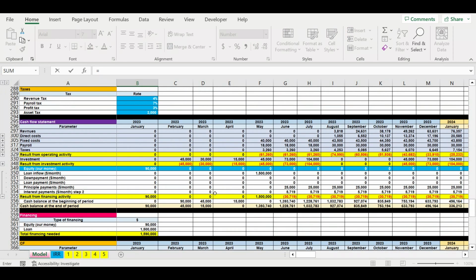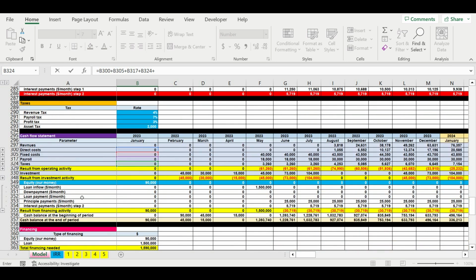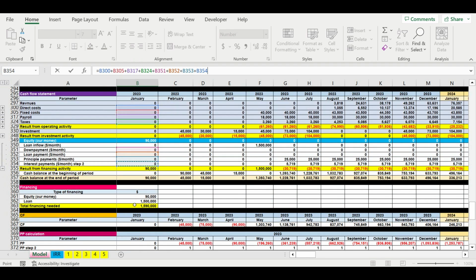So the total cost will be direct costs plus fixed costs plus payroll plus taxes plus we are not taking the fundamental investment, so we are taking down payment, we are taking loan payment, we are taking principal payment, we are taking interest payment. Then I'm pressing enter. So these are total costs.